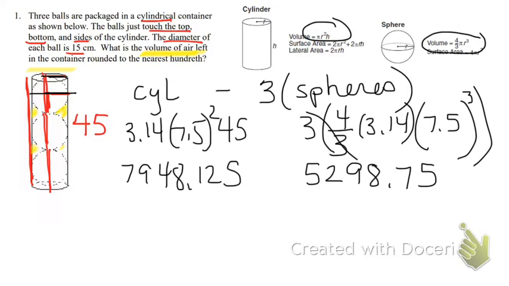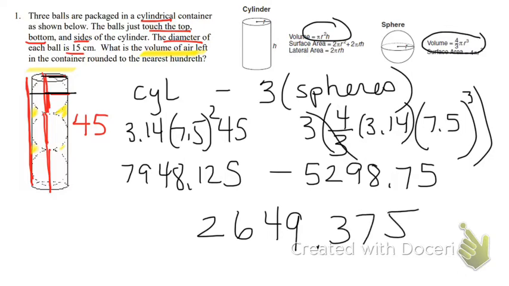And now to find the air that's left in the container after the 3 spheres take up so much space, subtract those. So 7,948.125 minus 5,298.75, and I get the amount of space. The air has a volume of 2,649.375, and if I'm rounding to the nearest hundredth, this 5 tells me to round that up to an 8. So 2,649.38 cubic centimeters. Okay, if you'd like to hit pause, number 1 on your worksheet is just like that.